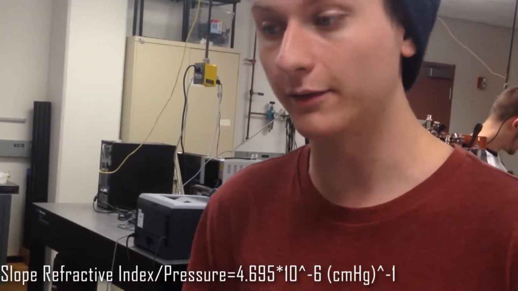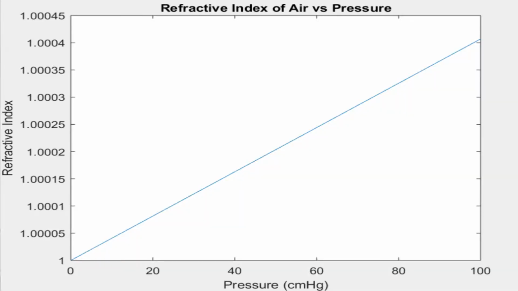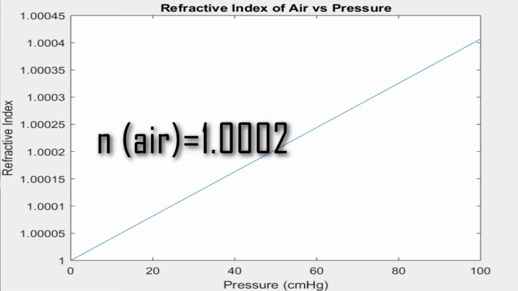After measuring the length of the cell and the temperature, we got the slope of the change of refractive index with respect to pressure to be 4.695 times 10 to the negative 6 per centimeter Hg. This value is used to create our plot, and we calculated the refractive index at room temperature as being 1.000285.